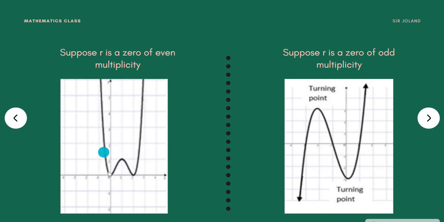So, hindi siya tumutuloy papunta sa quadrant 3 at saka 4. Nandun lang siya sa quadrant 1 and 2 ng ating Cartesian plane. Kasi nga, yung multiplicity niya dito, even. Okay? Now, dito naman, kapag odd naman yung multiplicity, ibig sabihin, crosses the x-axis.